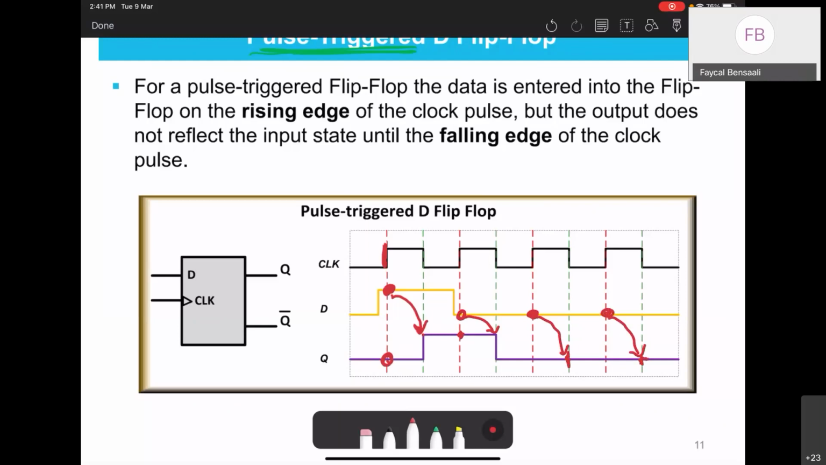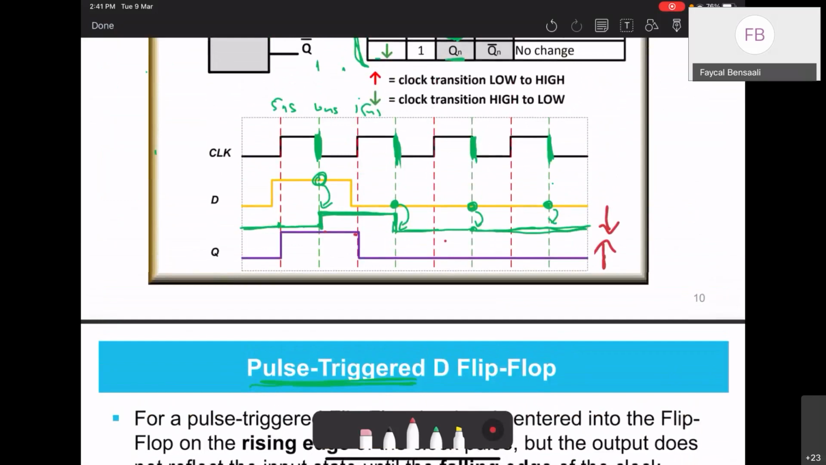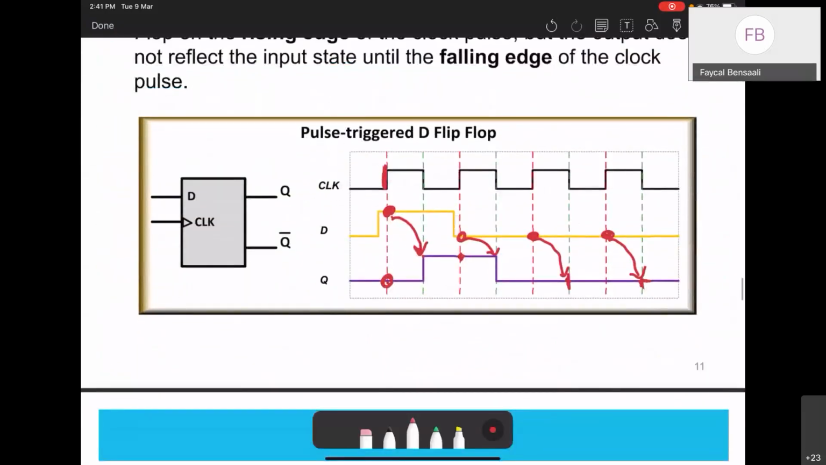They are very similar, but we work with the edges differently. Here, it will update immediately at the edge that we work with, either rising edge or falling edge. But here, on one edge we read the input, and on the other edge we update the output based on what we read on the other edge. So it's not based on this value.